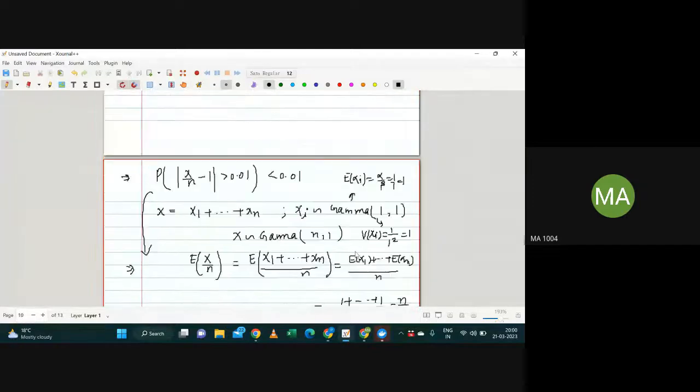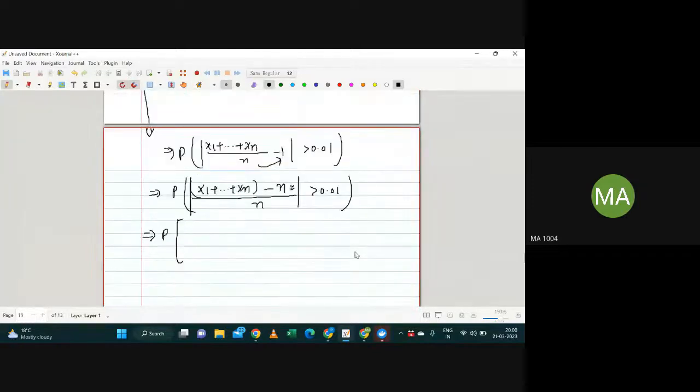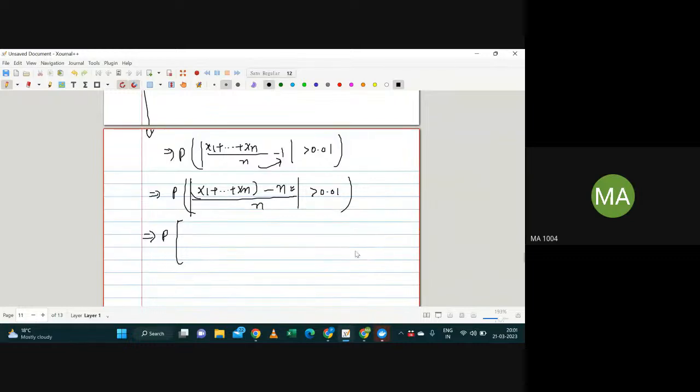One second, I think I'm making some mistake here. So the expected value of this, just a minute. So this is the expected value of this whole thing, right?